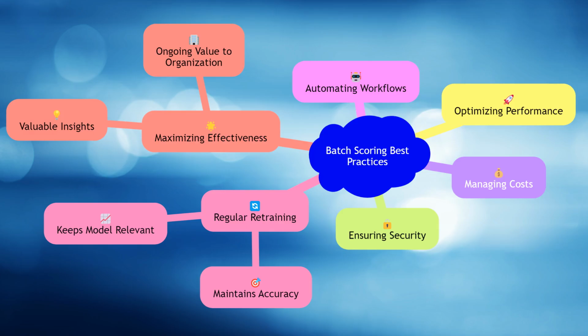In conclusion, invoking a batch endpoint to start a batch scoring job is a powerful technique for processing large datasets and generating valuable insights. By following best practices such as optimizing performance, ensuring security, managing costs, and automating workflows, you can maximize the effectiveness of your batch scoring operations. Regularly retraining your model ensures that it remains accurate and relevant, providing ongoing value to your organization. Embracing these practices helps you leverage the full potential of batch scoring in your machine learning projects.